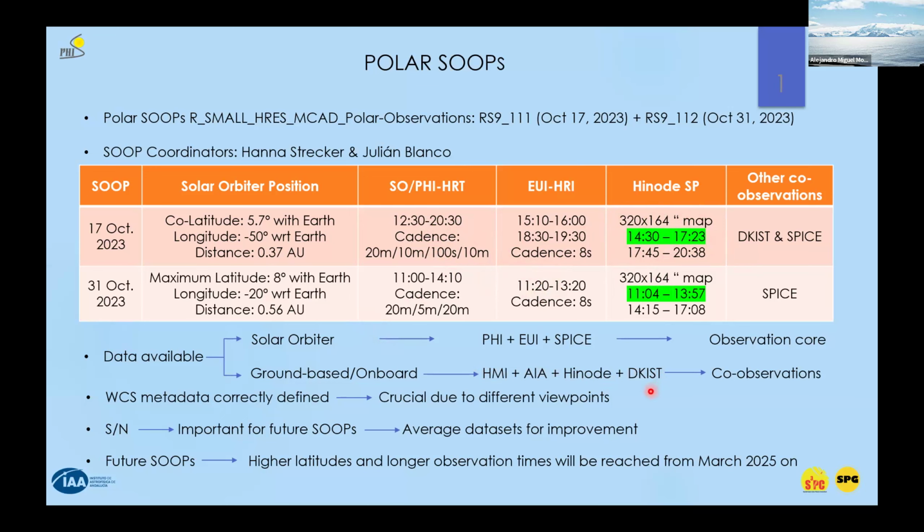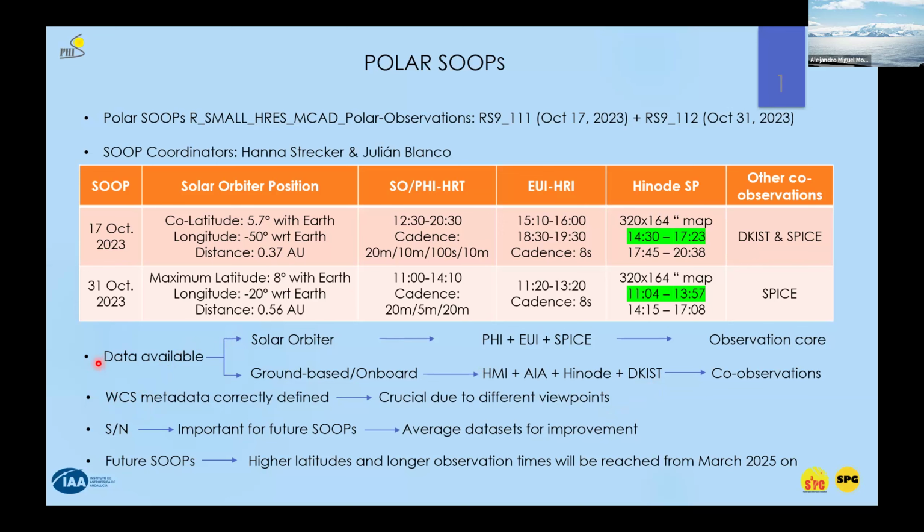For us, for this work, it is really important to have the World Coordinate System metadata correctly defined, because we are looking from two different viewpoints. That means that we don't have the same field of view, and also the projection effects play an important role. Apart from that, this is the first time we do that. Now we are on the ecliptic plane with Solar Orbiter, and in the future SUPs, we will go higher in latitude. So that means that we need to know this WCS information correctly for the different instruments.